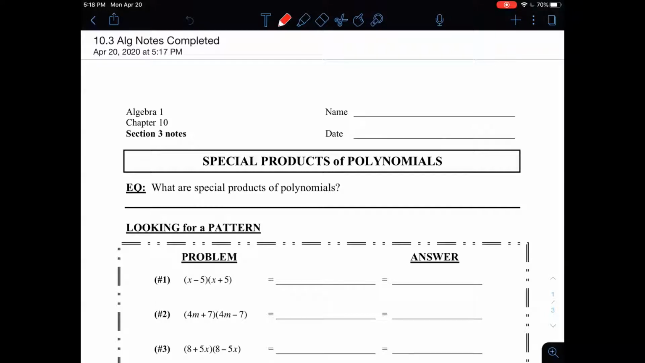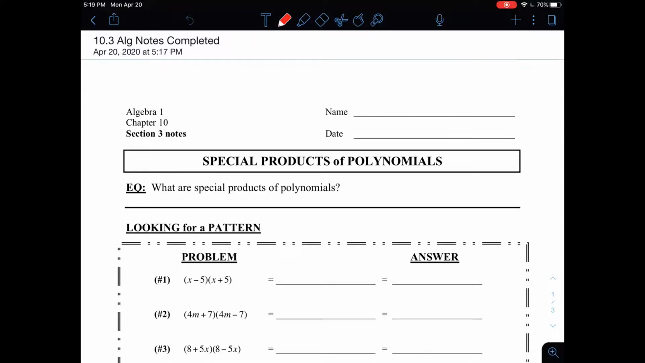So we are in chapter 10. We're on 10.3 today. We're working with polynomials. So we did naming polynomials and adding and subtracting polynomials in 10.1. We did FOIL and distribution on steroids in 10.2. And now we're doing FOIL and distribution again, but with some special types of polynomials.